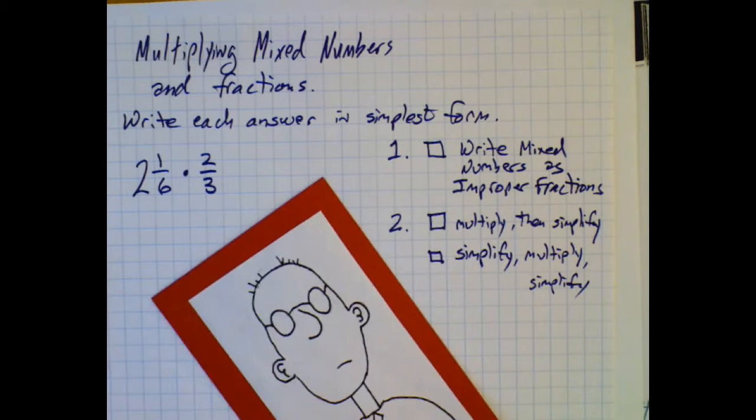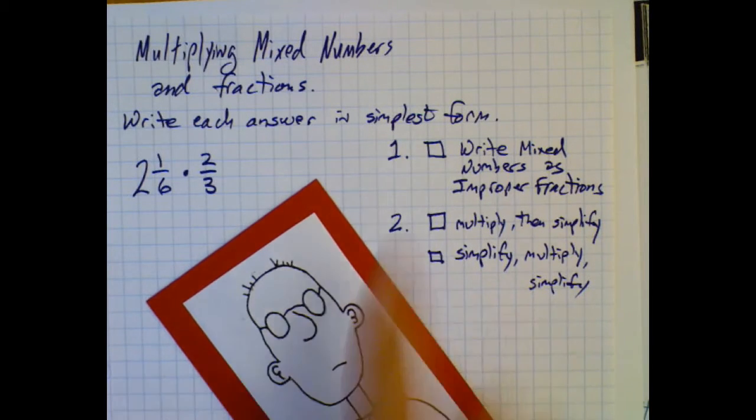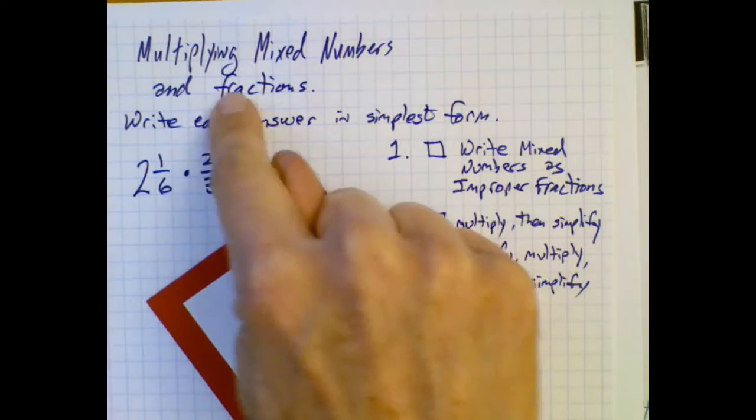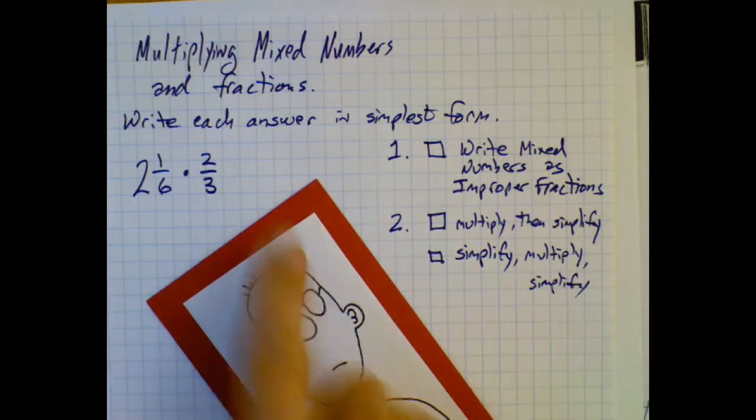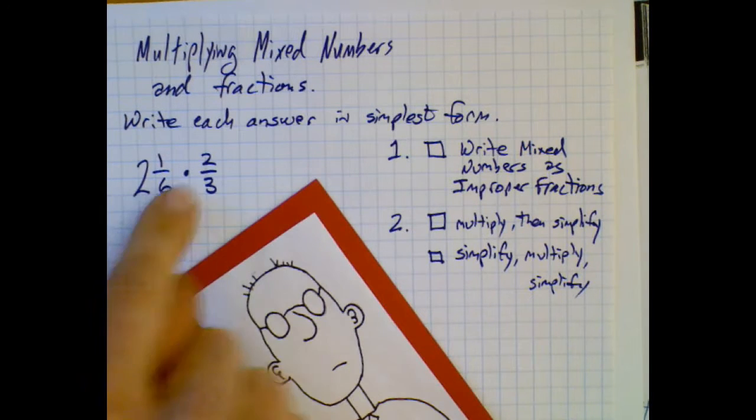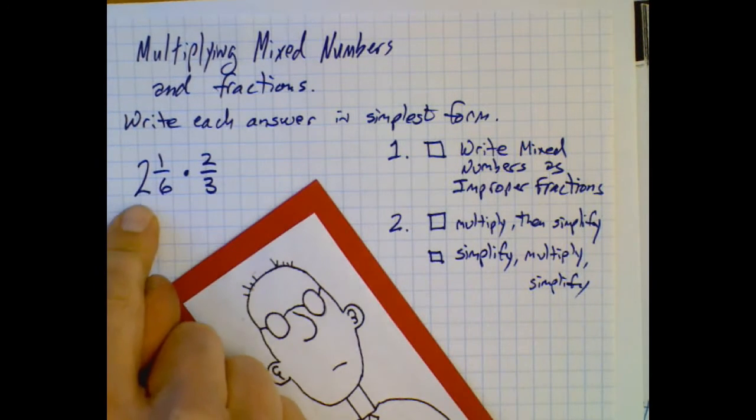Here we are, we're back at it. This time we're going to be multiplying mixed numbers and fractions. So I can either have a mixed number like 2 and 1/6 times a fraction, or I could have two mixed numbers.